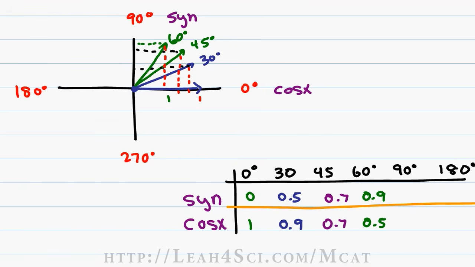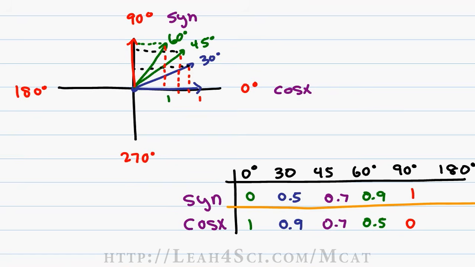If we turn our ray even more and make it parallel to the y-axis pointing directly at 90 degrees, notice that we have nothing in the x direction because the ray is sitting on that y-axis, giving me a cosine value of 0, but because the ray is a length of 1, pointing straight up at 90 degrees, we get a sine value of 1.